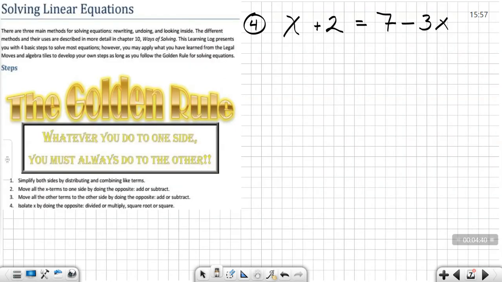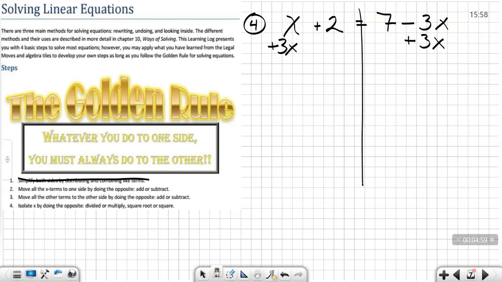All right, next one, get a little more complex. Now we've got x's on both sides. Draw my line down the middle. Still nothing to simplify. We're going to get to those examples in a little bit, but let's move all of our x terms to one side. I first like to move my smallest x. I have 1x and a negative 3x. I like to move my negative 3x by adding 3x to both sides.